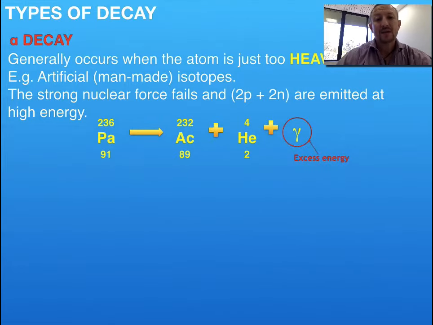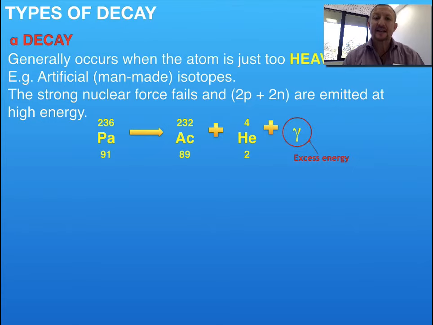So here I've got Pa236 is going to break down to Ac232. It's going to emit an alpha particle or a helium nucleus, and we're also going to get some excess energy in the form of gamma. Note from our previous video that on the right hand side, if I add the masses, which are on the top there, 232 plus 4 makes 236, that equals what's on the left hand side, and 89 plus 2 makes 91, that also equals what's on the left hand side. So what I've got is my mass and my atomic number all balance.